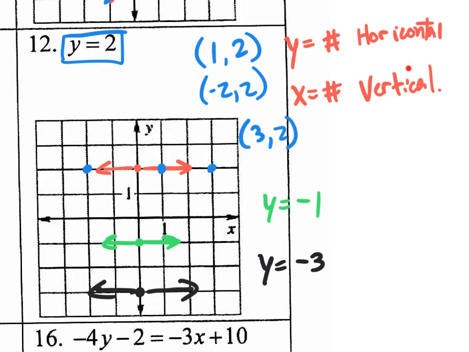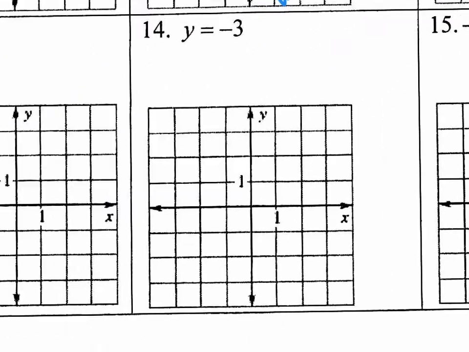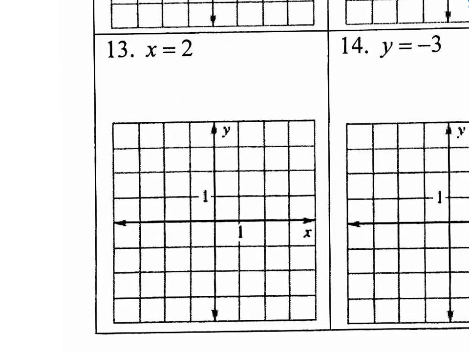Okay, now what if it's x? X is vertical. So you're not going to be going to the y-axis. You're going to be going to the x-axis and drawing a vertical line through it. Check out number 13 down here. X equals 2. So it's really easy to graph. Go to your x-axis, here it says x right here, and then you go to the value of 2. Just put a dot at the x value of 2, and you're going to draw a vertical line through it, up and down. And you're done.